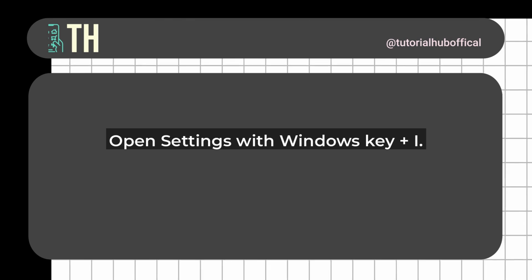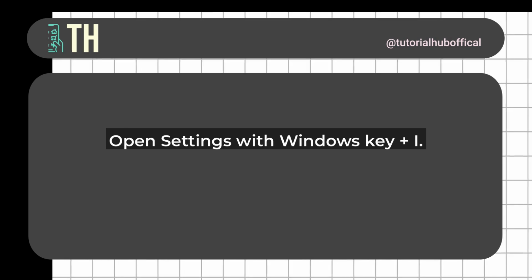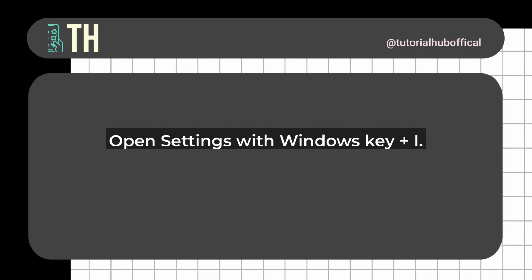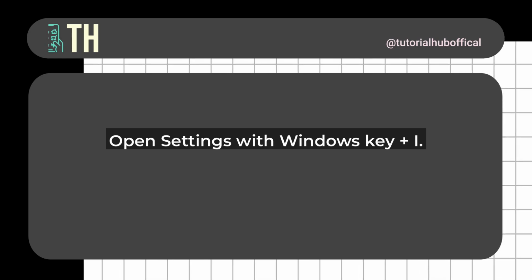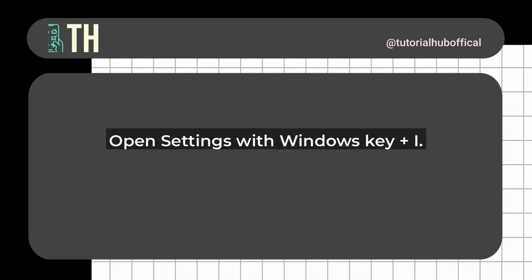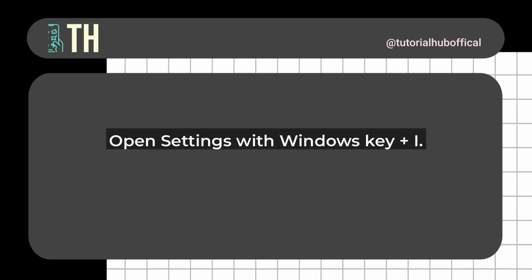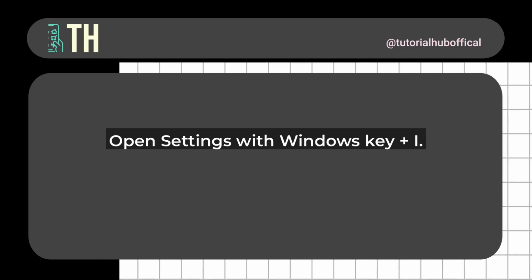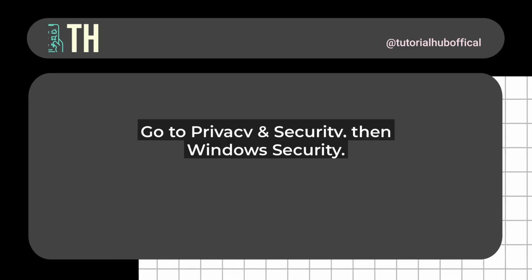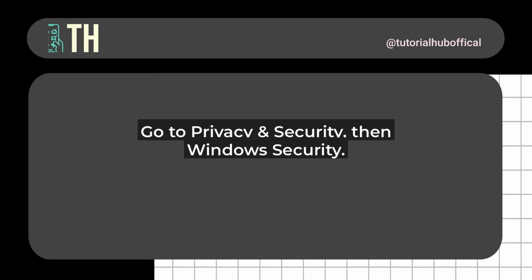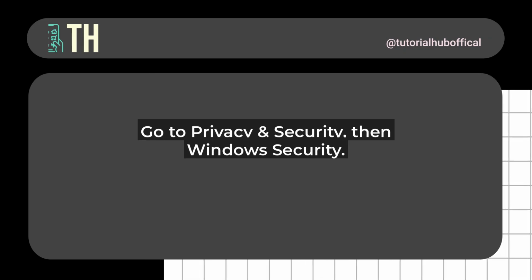First things first, make sure your Windows is up to date. Head over to Settings by pressing the Windows key + I on your keyboard. Once you're in Settings, navigate to Privacy and Security. That's usually on the left sidebar. If you're on an older version, it might be under Update and Security, but for 2025 builds, it's streamlined.